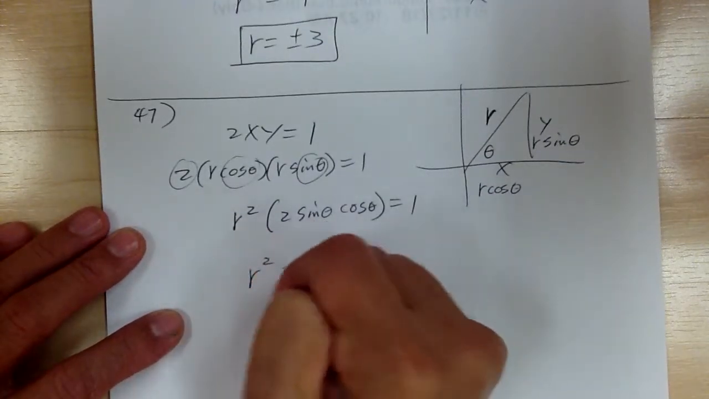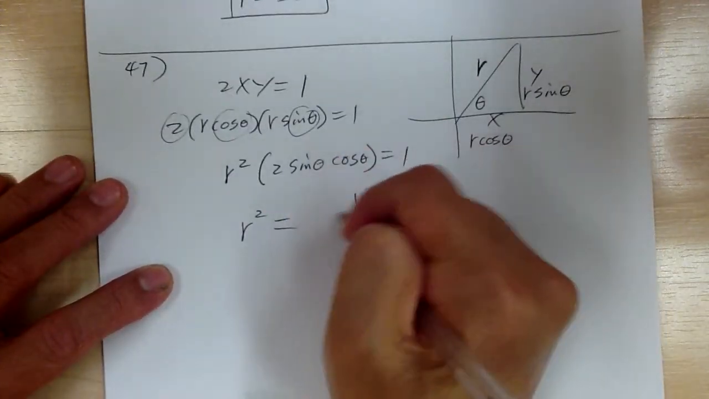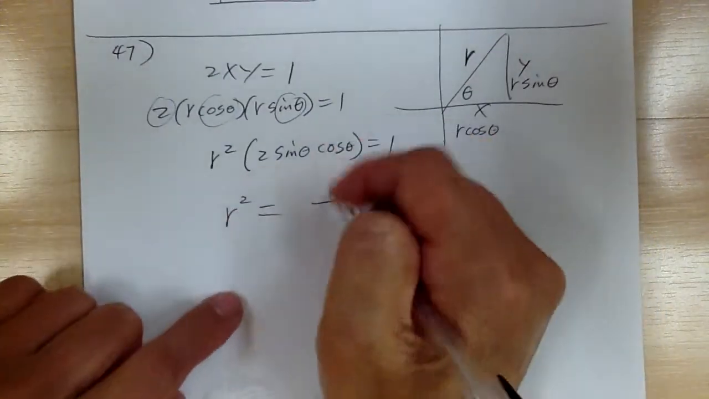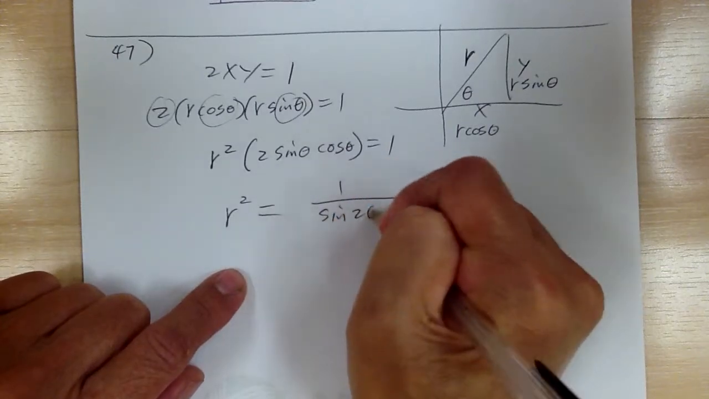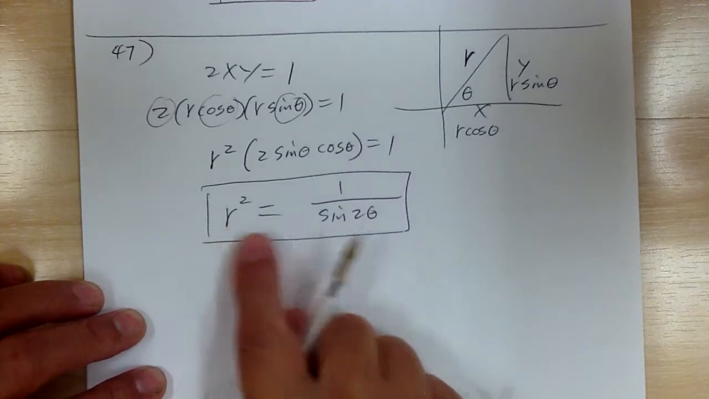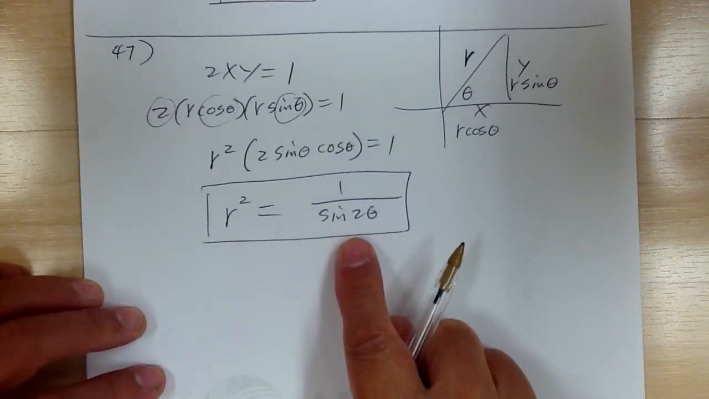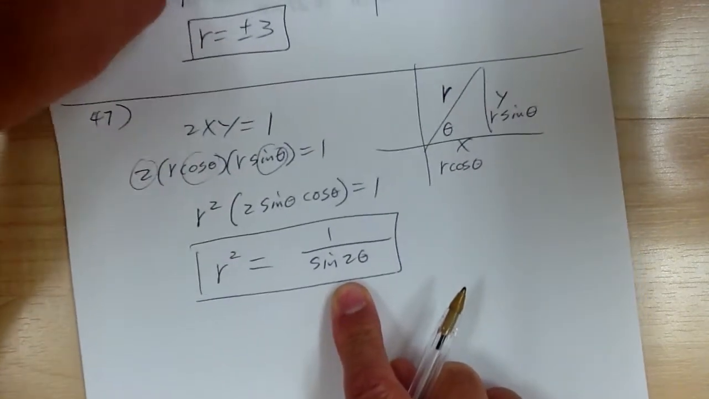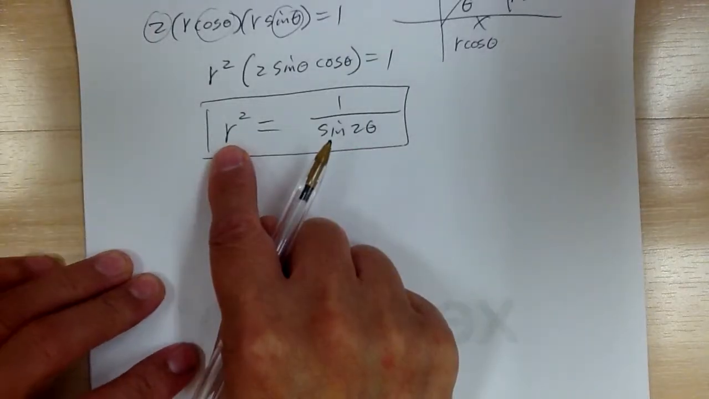So r squared equals, now recognize this: 2 sine theta cosine theta is sine of 2 theta, the double angle formula. And that's it. You don't want to take the square root because you don't want the sine function inside the square root. It becomes too messy. So you can leave it as r squared, that's fine.